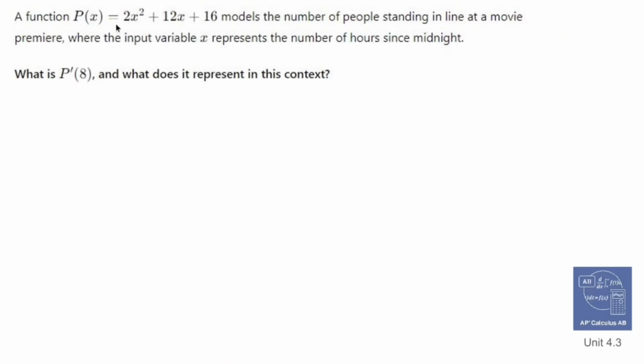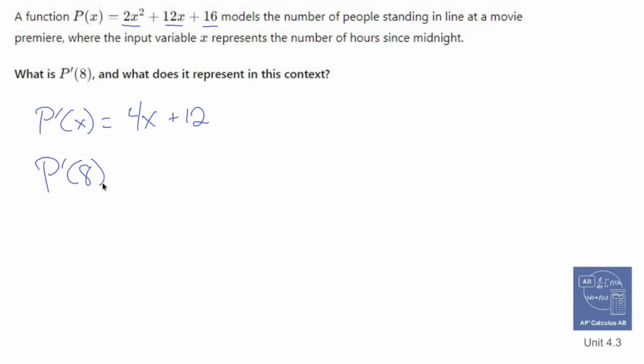A function p of x equals 2x squared plus 12x plus 16 models the number of people standing in a line at a movie premiere, where the input variable x represents the number of hours since midnight. What is p prime of 8, and what does it represent in this context? Well, let's first find p prime of x. p of x is just a polynomial, so we're looking at power rule, power rule, power rule. The derivative of 2x squared is 4x, the derivative of 12x is 12, and 16 becomes 0.